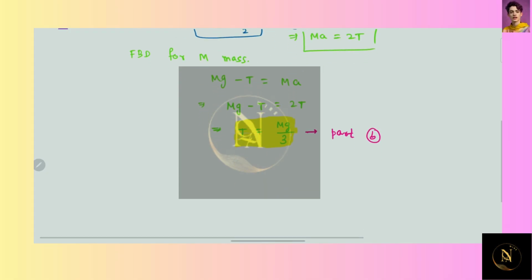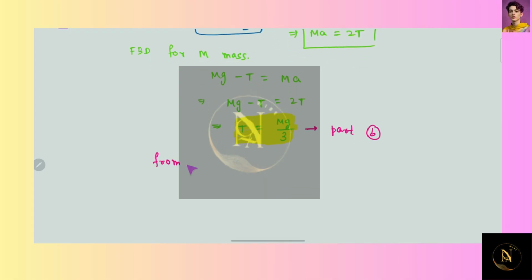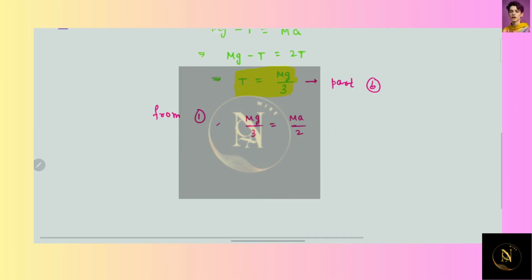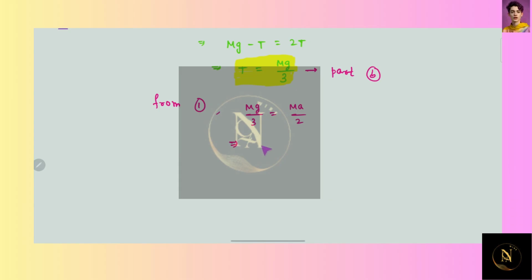Now from 1, in place of T, I will write mg by 3, that is equal to M a by 2, which implies that the acceleration of this is going to be 2 by 3 g. So this is the answer for part A, that is the acceleration of the M block, 2 by 3 g.